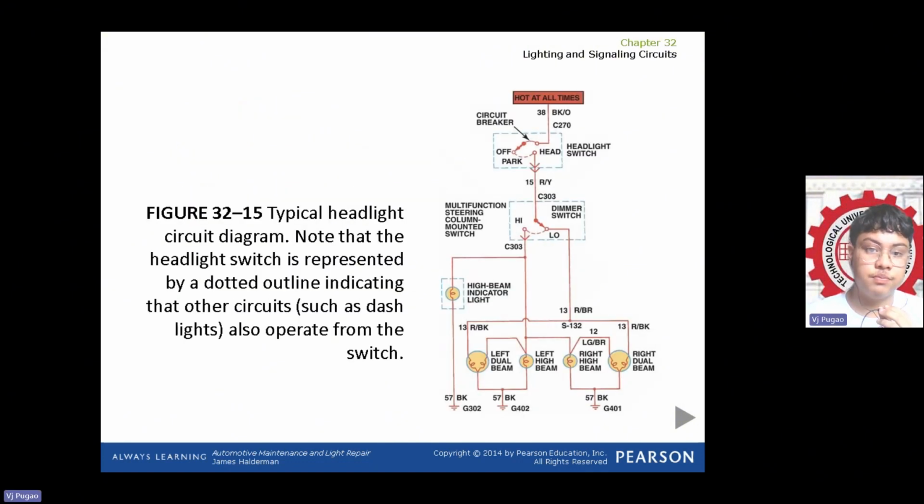Typical headlight circuit diagram. Note that the headlight switch is represented by a dotted outline indicating that other circuits such as dash lights also operate from the switch.